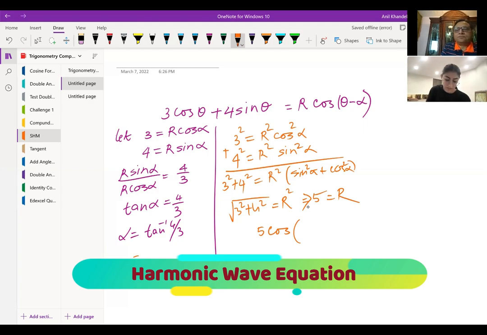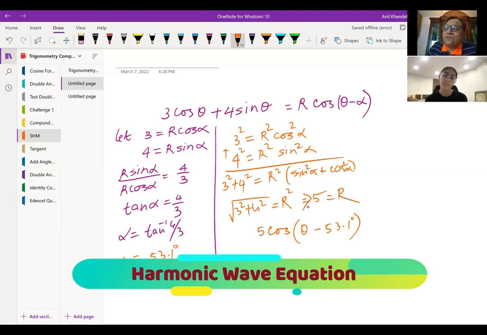I have to just change my calculator into degrees. Tan inverse of 4 over 3 is 53.13 degrees. Okay, so we'll say 53.1 degrees. So we get 5 cos of theta minus 53.1 degrees. So that is your value.